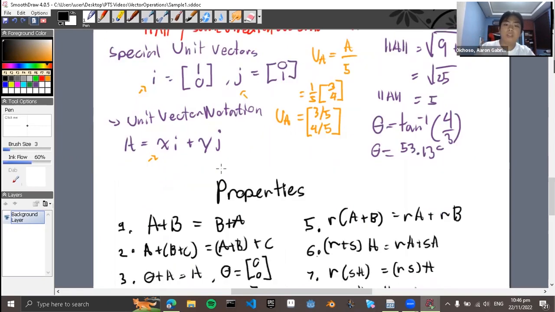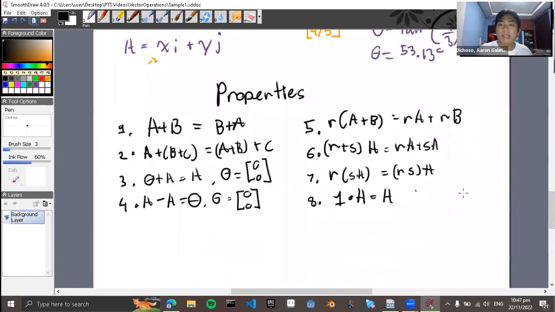Some properties that you need to keep in mind lang when working with addition and scalar multiplication of vectors. So a plus b is equal to b plus a. This is just the commutative property, basically. Parang ganun lang din. (a plus b) plus c is equal to a plus (b plus c). So this is the associative property. 0 plus a is equal to a, where 0 is a special zero vector, tawag dito ay zero vector, wherein it's just the column matrix filled with zeros.